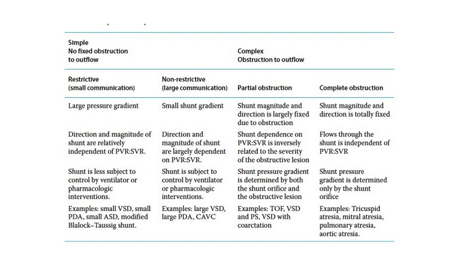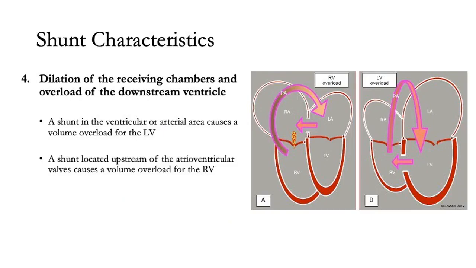When obstruction is complete, for example in pulmonary atresia or aortic atresia, the shunt pressure gradient is determined only by the shunt orifice. In incomplete obstruction, such as tetralogy of Fallot, increases in pulmonary vascular resistance will also increase right ventricular outflow resistance and increase right to left shunting. Lastly, a shunt is associated with dilation of the receiving chambers and overload of the downstream ventricle.